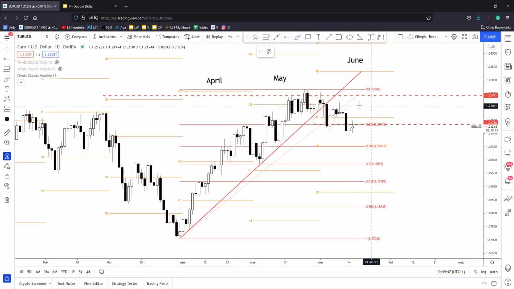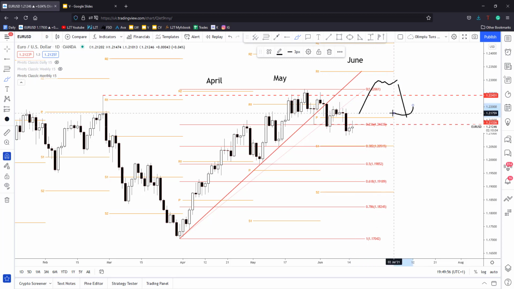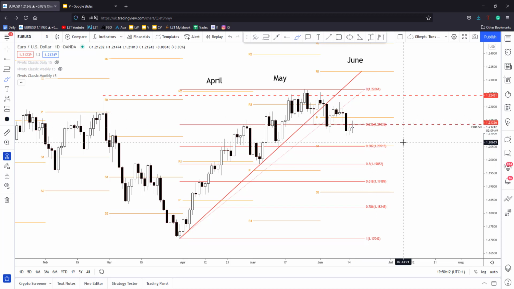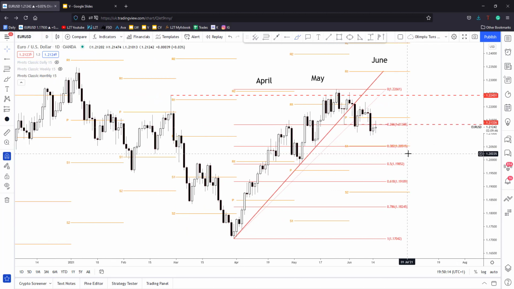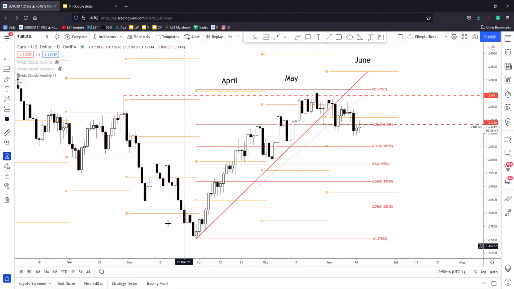Okay, so let's say if the price is here and if it increases, if it fails to reach the resistance, it could drop towards the pivot point. And again, if the price drops, fails to reach the support, it could come back towards the pivot point. Okay, so it is very important to understand how to use these pivot points.